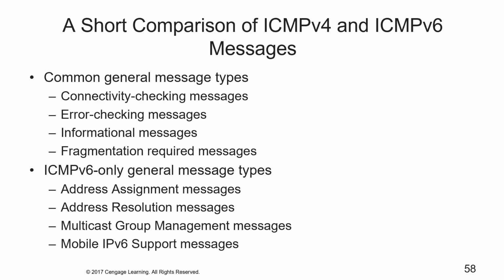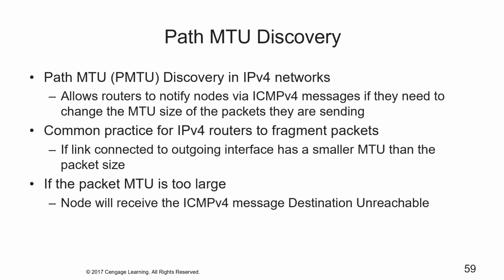So next is PMTU discovery. In IPv4, it allowed routers to notify nodes using ICMPv4 messages if they need to change the MTU size of the packets they're sending. Each PMTU is made up of a number of links between the source and the destination nodes, and each link can have a different MTU size. The PMTU is the size of the smallest MTU for an individual link.